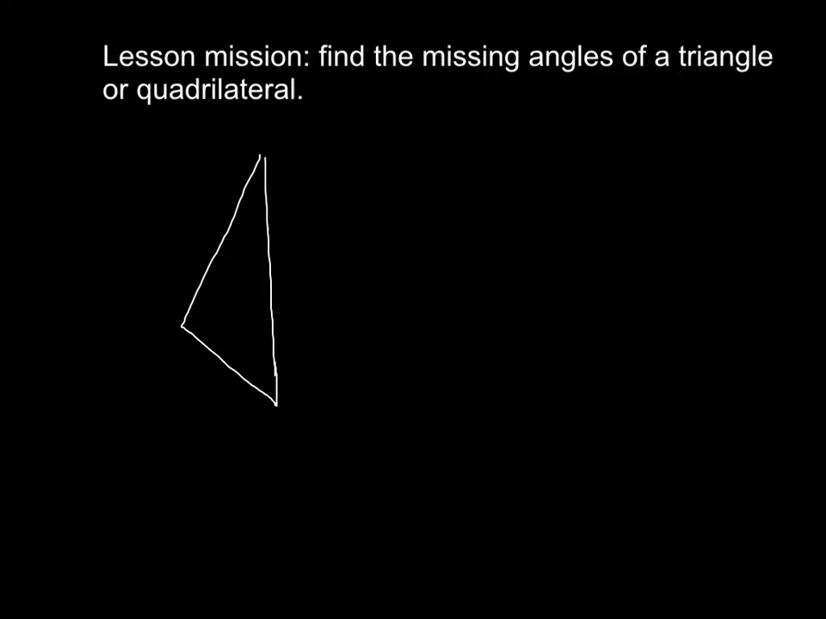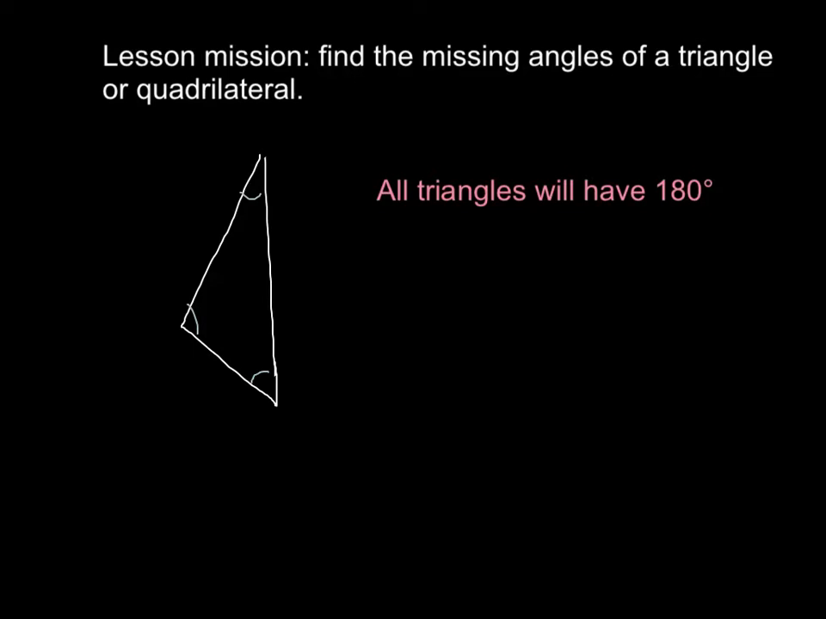Our lesson mission is to find the missing angles of a triangle or quadrilateral. The very first thing that you need to know before you can find the missing angle of a triangle or quadrilateral is how many degrees are supposed to be inside of each of those shapes. First, we'll start out with a triangle. You need to start remembering that all triangles contain 180 degrees. That simply means that the sum of the three angles right here, here, and here, the interior angles of a triangle, will add up to 180 degrees.